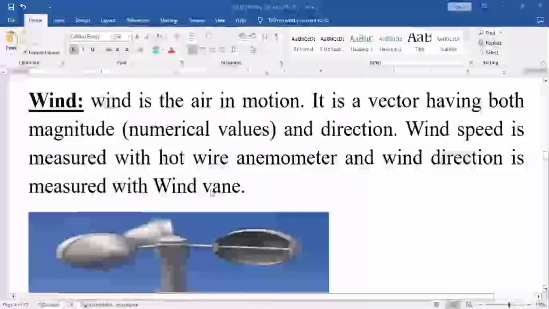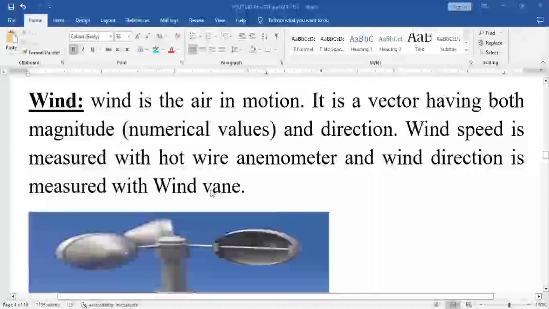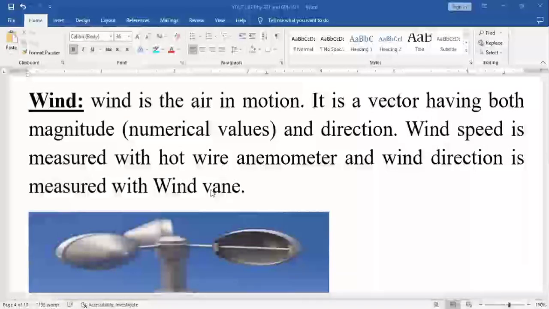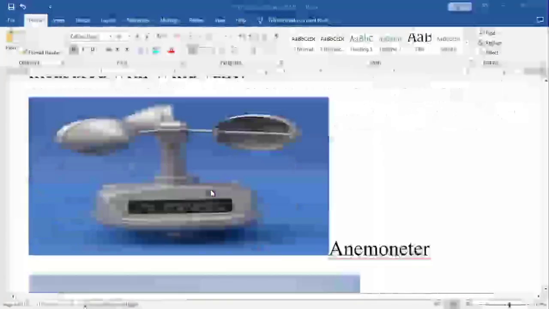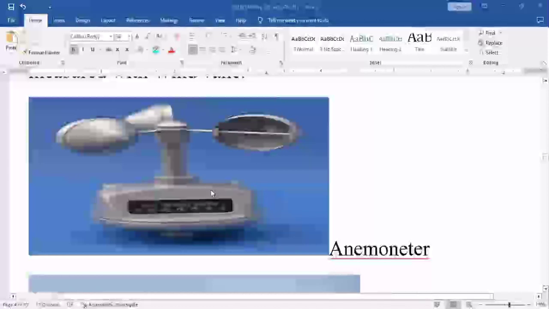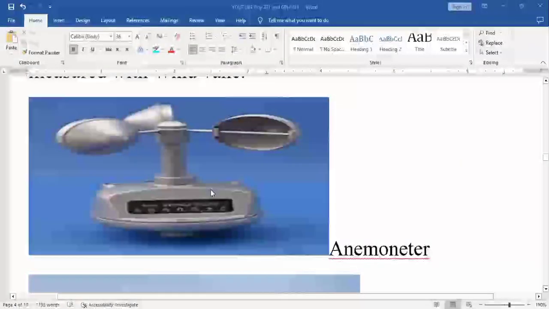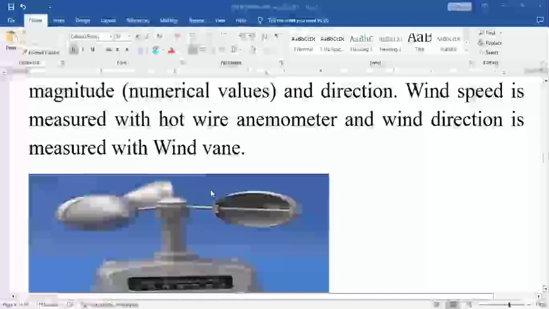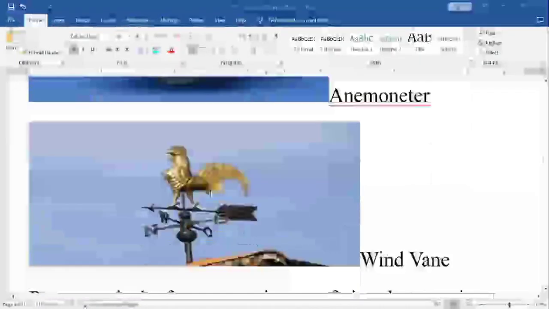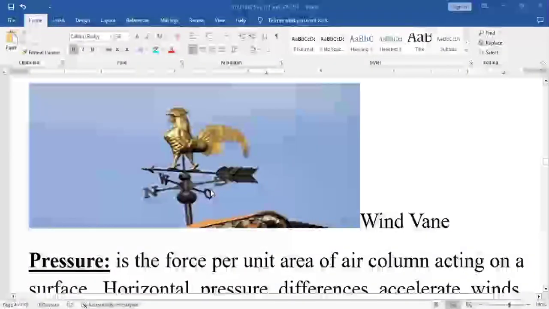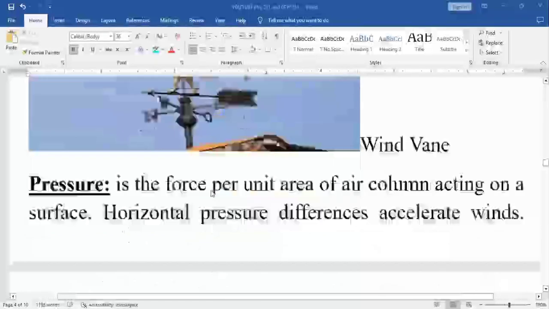The next variable is wind. Wind is simply the air in motion. So we use the anemometer to measure the wind speed or the wind velocity. And then we use the wind vane to measure wind direction.